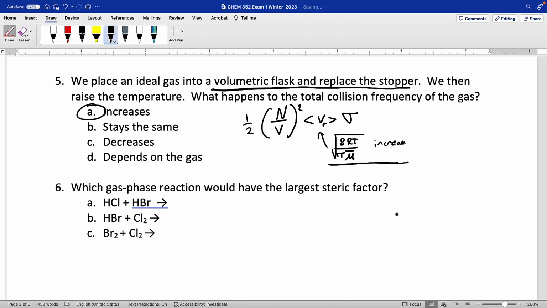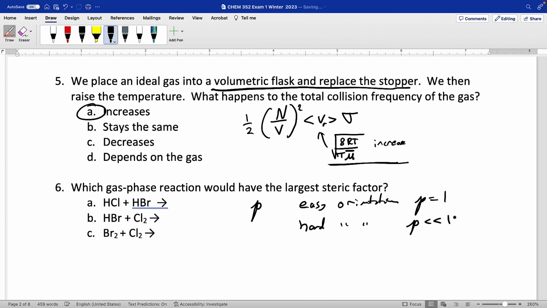Number 6, which gas phase reaction would have the largest steric factor, P? So P, if we remember, it's a function of how hard is it to orient, right? So if there is easy orientation between the two things, then P would equal 1. And if it's hard to get them lined up, then that would be P much less than 1.